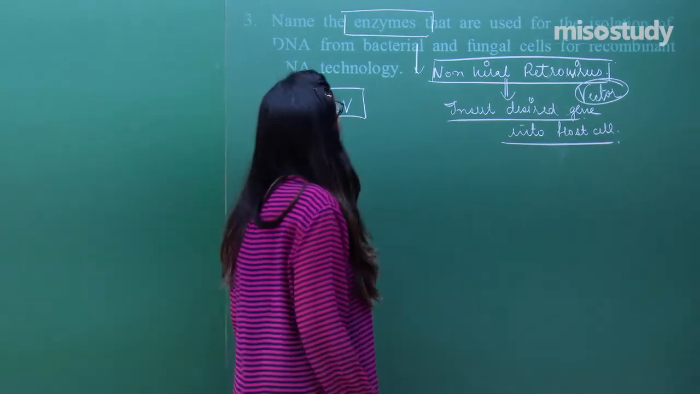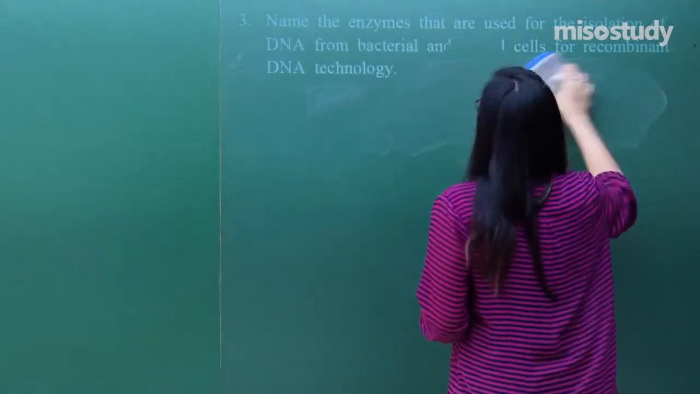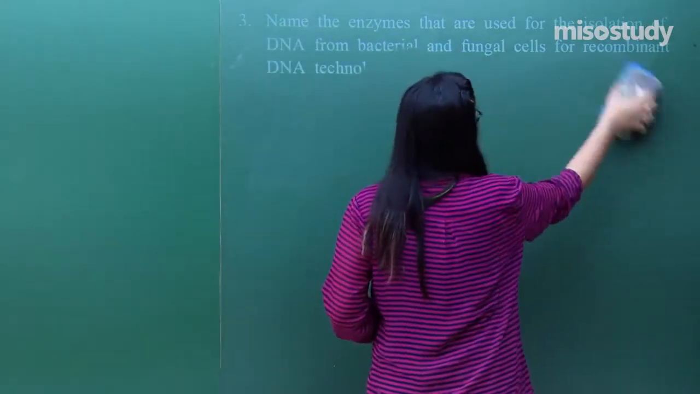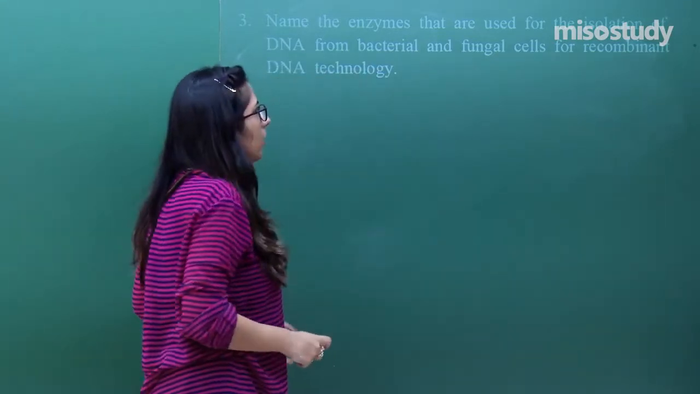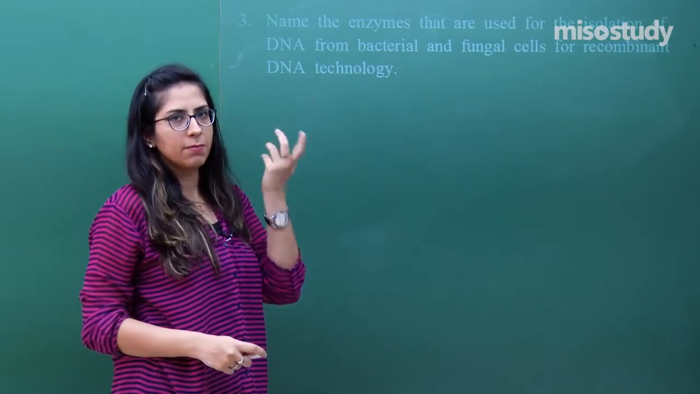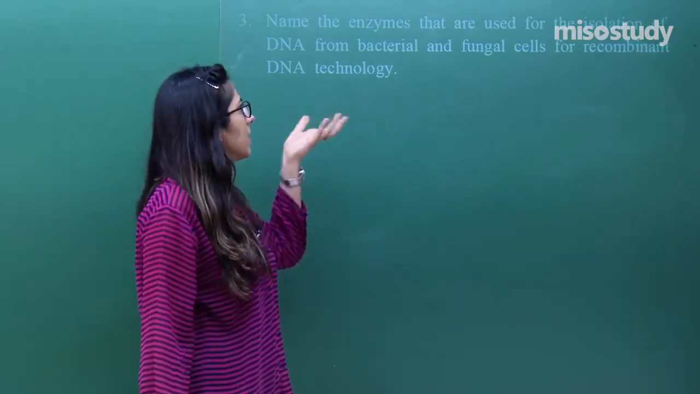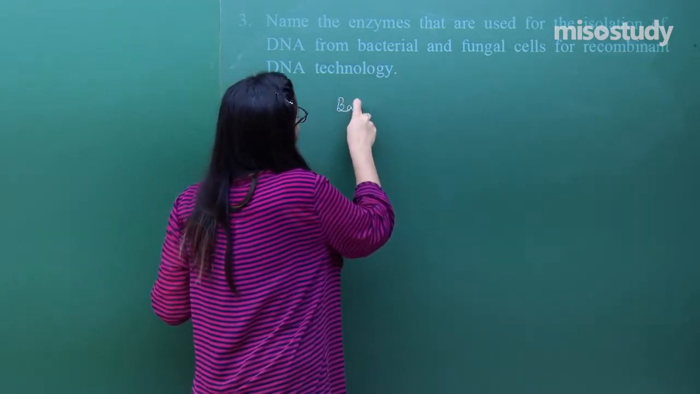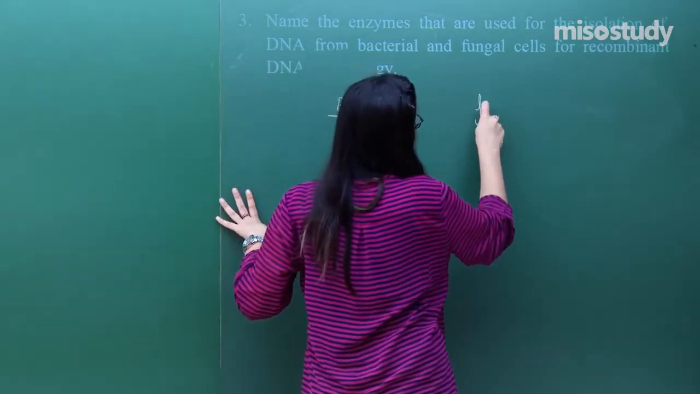Here the question asks: name the enzymes that are used for isolation of DNA from bacterial and fungal cells in recombinant DNA technology. We have already discussed this question. This is quite a direct question, and even within the same line, the answer is mentioned. Basically, suppose we have one bacterial cell and second we have a fungal cell.